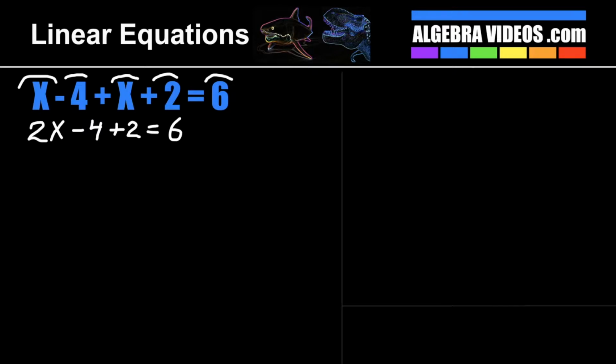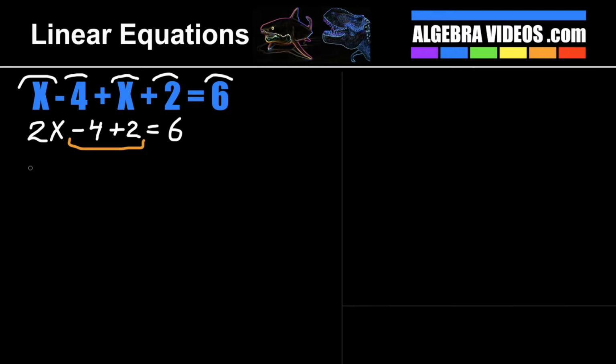So now, what can we do? Is there anything else we can do to simplify this equation? We're trying to get x by itself, but first we want to get everything as simple as possible. Well, look at this. We've got a minus 4 plus 2. That could be simplified into just minus 2, right? Minus 4 plus 2 is minus 2.